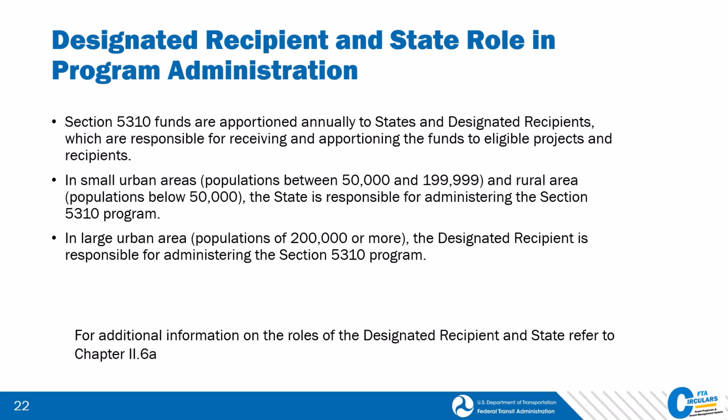States are responsible for Section 5310 funds in small urban areas, which have populations between 50,000 and 199,999, and rural areas, which have populations below 50,000. While designated recipients are responsible for administering the funds in large urban areas, which have populations above 200,000. For additional information on the roles of the designated recipients and state, refer to Chapter 2, 6A.